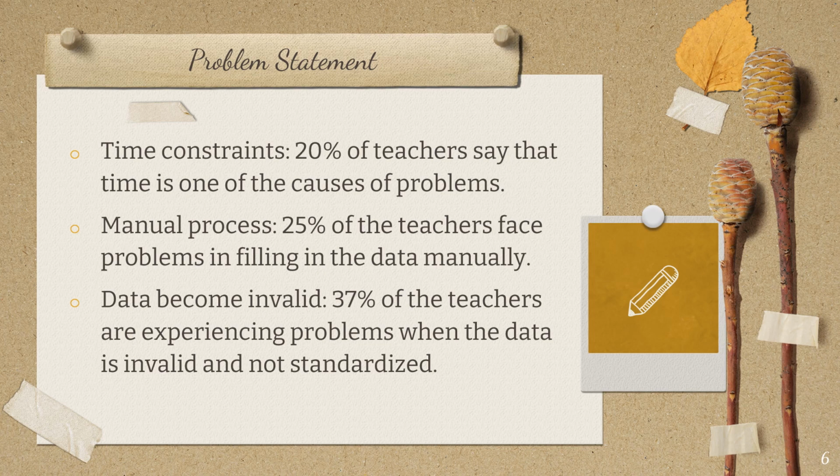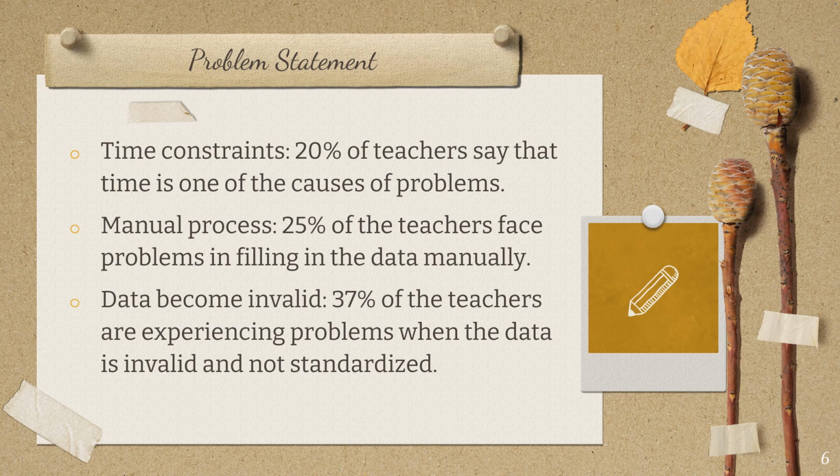First is the time constraints. So one of the problems is that they face a lot of time constraints to fill in one by one the student performance data using the Excel. So 20% of the teachers say that time is one of the causes of the problems. They are given the templates to fill in data, but there are too many items in one Excel file, and they say that the data fragment is too much, so they need a lot of time to fill the data, so this somewhat affects their daily life.